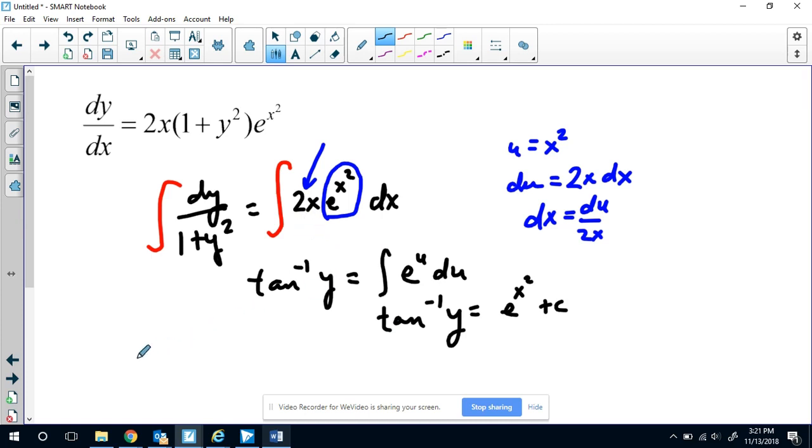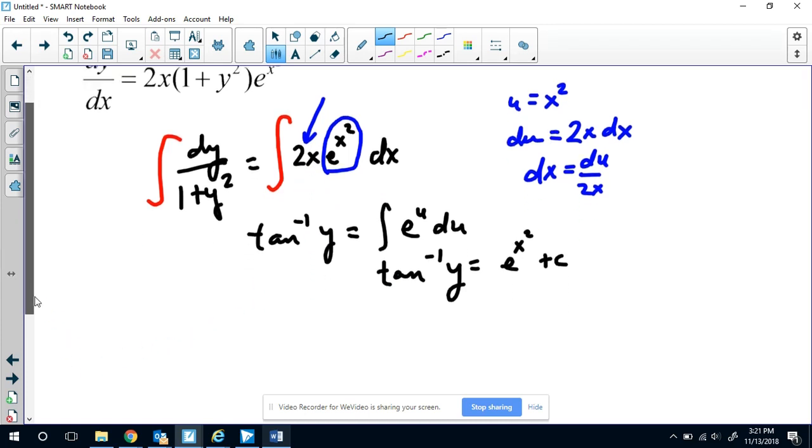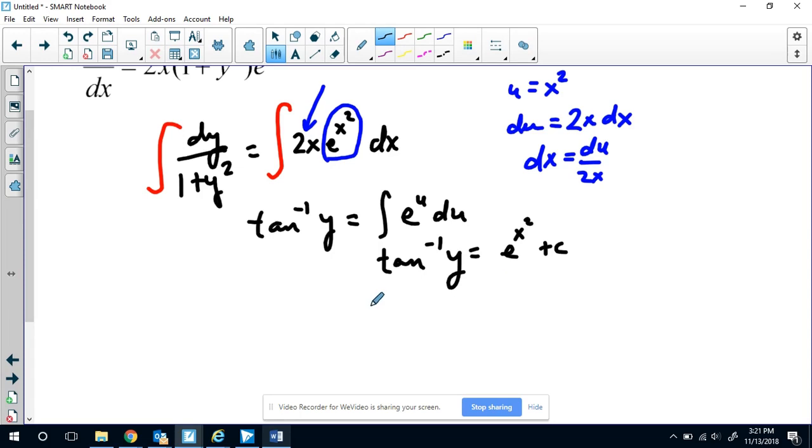Now I'm going to take the tangent of both sides. So tangent of arctangent gives me y. And on this side, I have tangent of (e to the x squared plus c). And so that ends up finishing that problem.